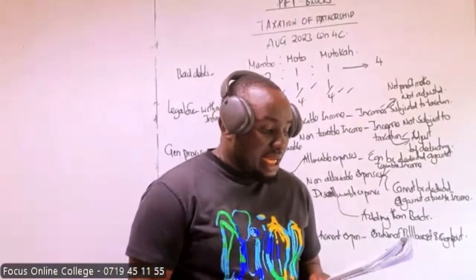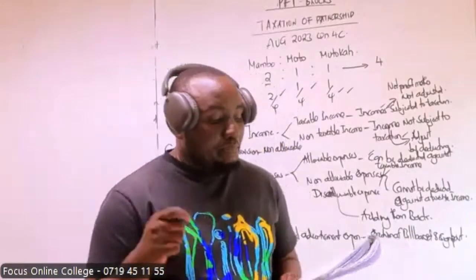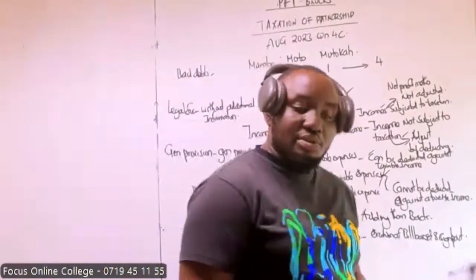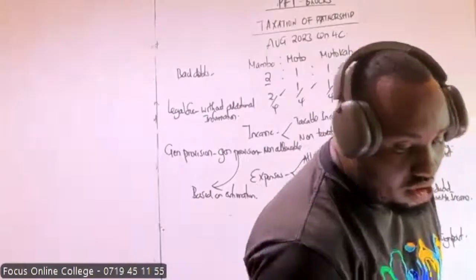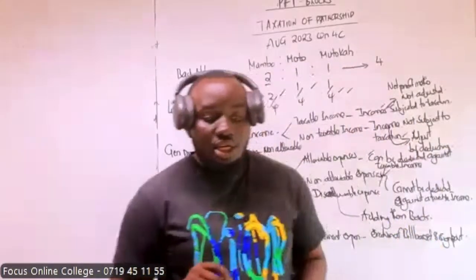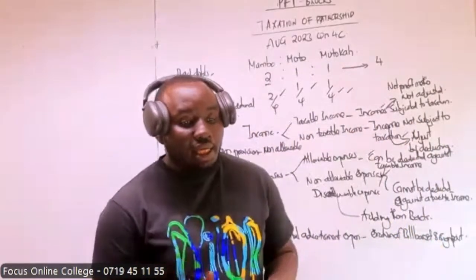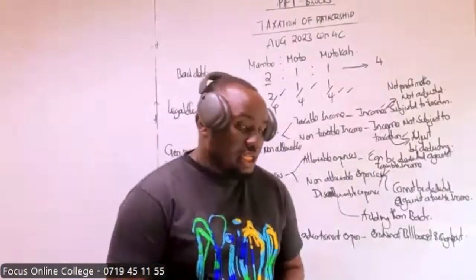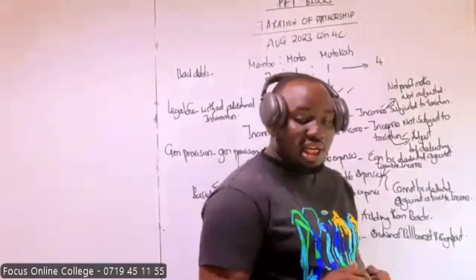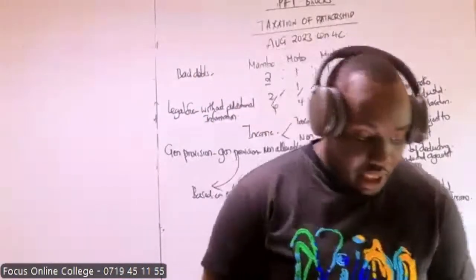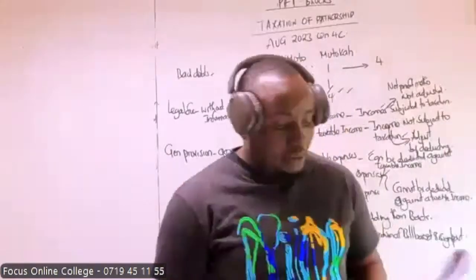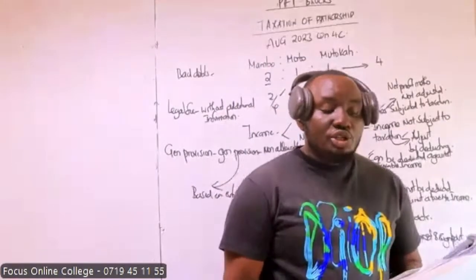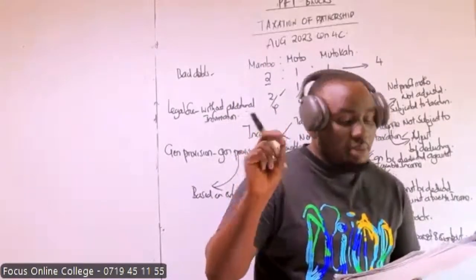Allowable expense. And lastly, we say appeal on tax assessment. So the last one is basically the appeal on the tax assessment. That should be a non-allowable expense. So look at additional information number 5.